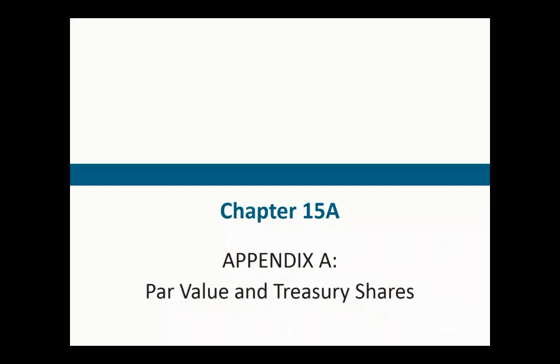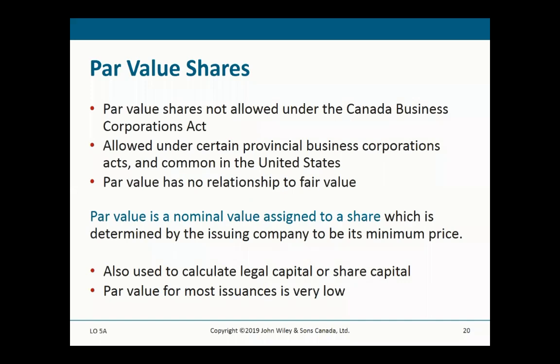Continuing on to Appendix A, which we'll do at a very basic level, it looks at two topic areas: par value shares and treasury shares. You don't see par value shares for companies incorporated under the Canadian Business Corporations Act, or CBCA, but you might see them if they're incorporated under a provincial corporations act, and it's quite common in the United States. Par value is just a nominal value assigned to each share. It's usually quite a low value.